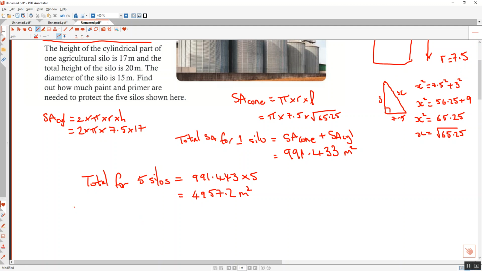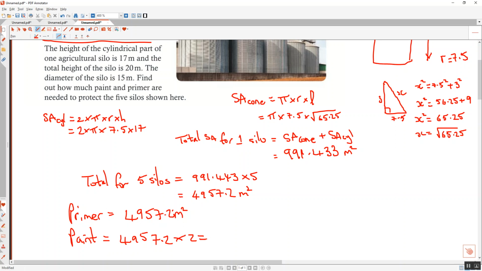So, how much primer is needed? How many coats of primer is there? 1. So, how much primer do I need? 4957.2 meters squared. Nice. And how much paint do I need? 9914.3. Okay, how did you get that? You multiplied your answer here by 2.